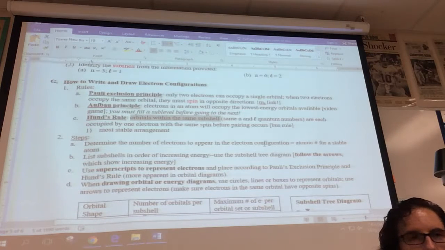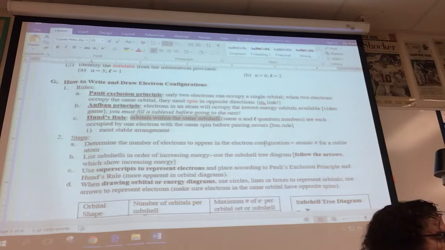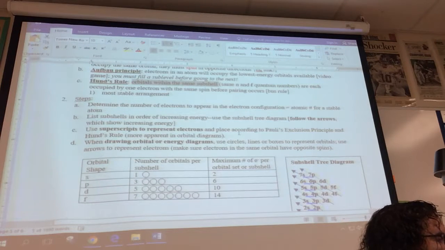It says determine the number of electrons to appear in the electron configuration. If you know the atomic number for an element, then you know not only the number of protons, but also the number of electrons, because atoms are electrically neutral. Once you know how many electrons there are, now you're going to figure out how to write the configuration.